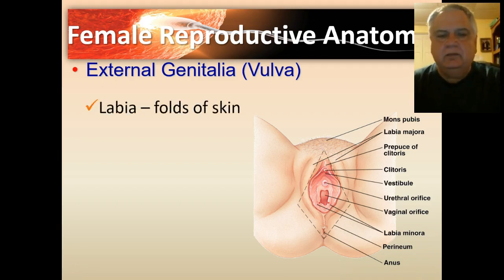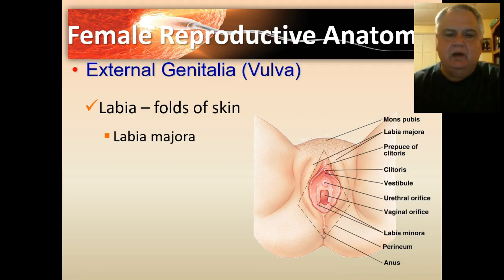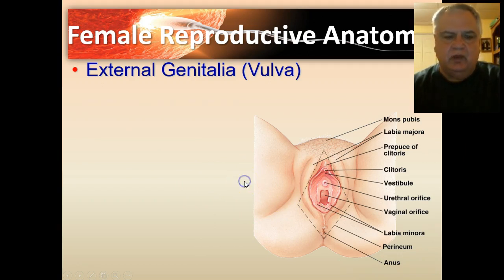And our next structure we have are the labia. These are two sets of folds of skin. You have the labia majora first, and this is the larger fold of skin. We can see this outer larger fold of skin, the labia majora. And then inside we have, more medially and more recessed, the labia minora, the thinner folds of skin.